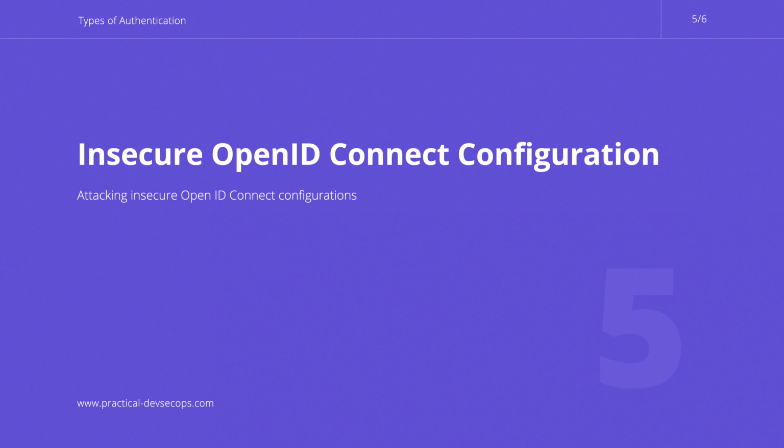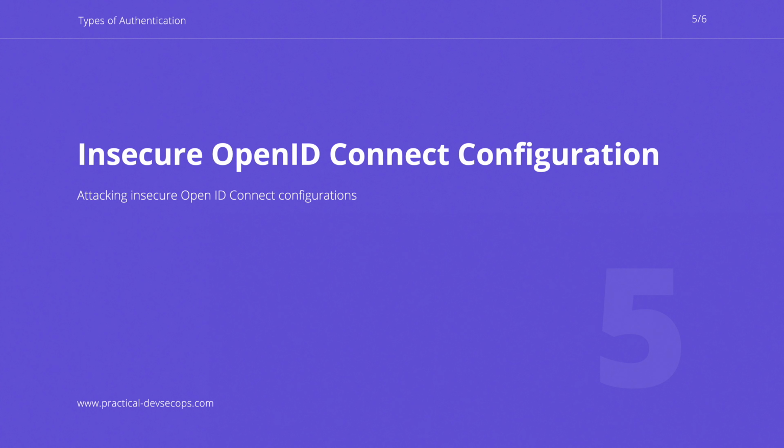In this section, we will learn how the insecure OpenID Connect configuration can be abused. Since OpenID Connect is very similar to OAuth 2.0 in terms of how clients interact with the identity provider, many of these attacks also apply to OAuth 2.0.